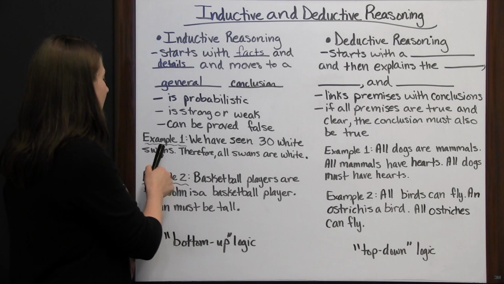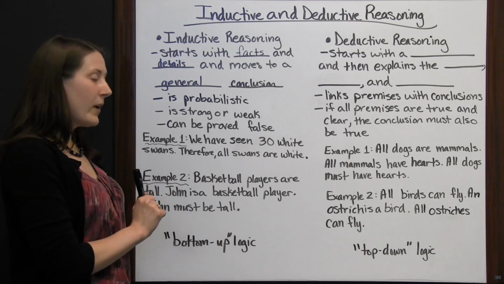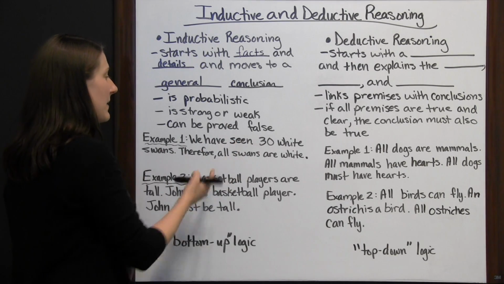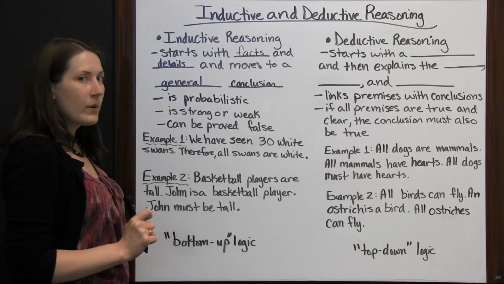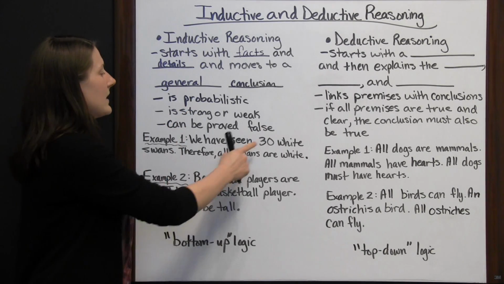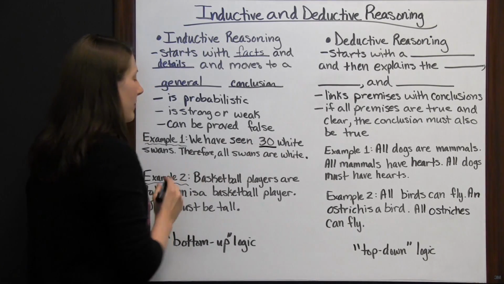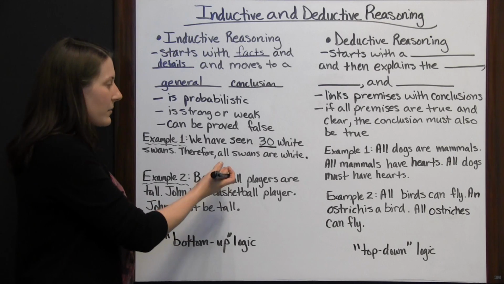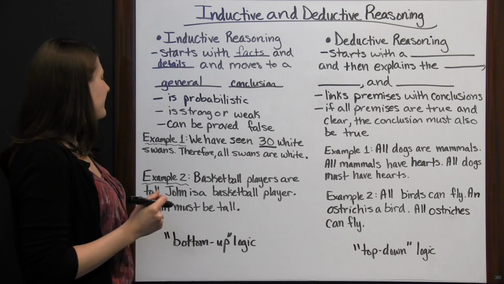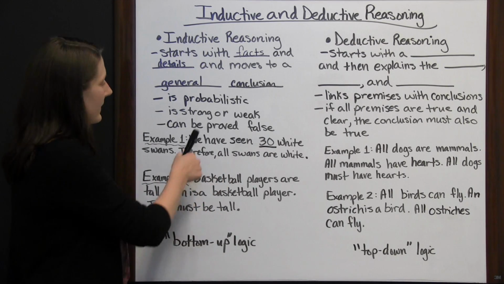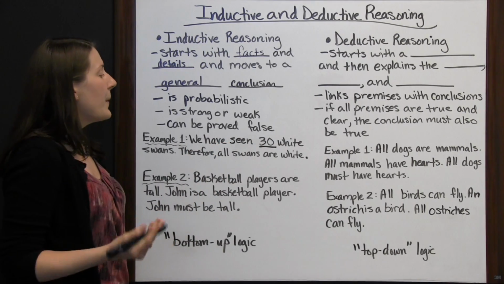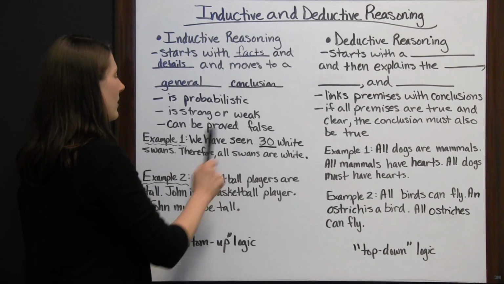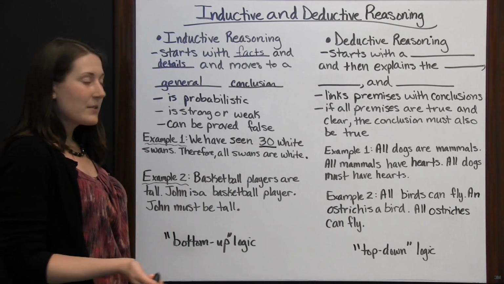We have seen 30 white swans, therefore all swans are white. Well, based on the 30 examples that we've seen, this statement makes sense. This conclusion that we drew using inductive reasoning based on our 30 examples would make sense. But is it true? No, not all swans are white. You've got other colors. So this isn't a true thing. This is a false conclusion. But we did use inductive reasoning to get there, basing our conclusion on our examples. Let's look at the next one.